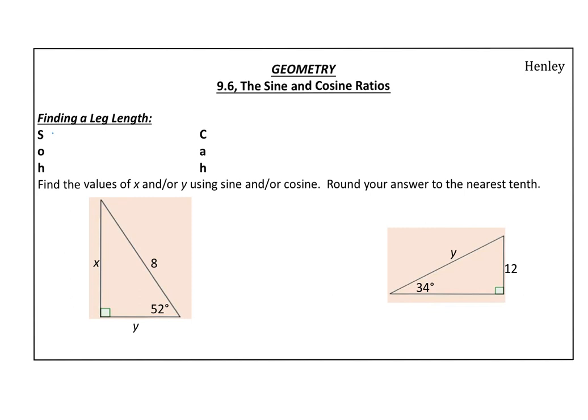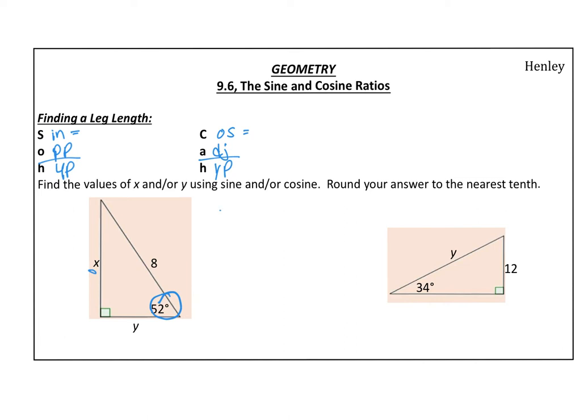Remember that the sine equals opposite over hypotenuse. The cosine equals the adjacent over the hypotenuse. Now, let's find the value of x and y, and we use sine and cosine to do that. First, circle your angle. So we want opposite over hypotenuse.